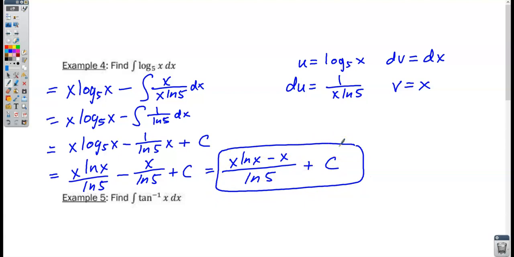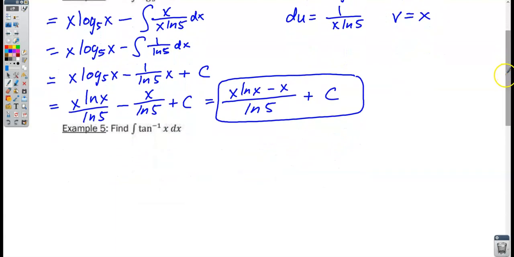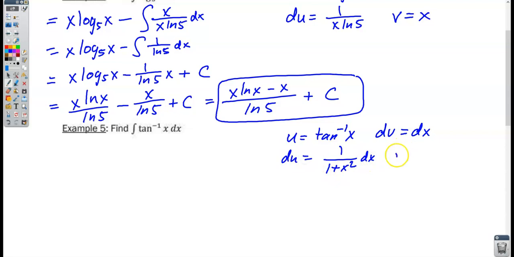Alright, last one. The integral of the arctangent. So u is arctangent of x because this is an inverse trig. dv is equal to dx. du is 1 over 1 plus x squared dx. v is equal to x. And so this is going to be uv minus the integral of v du.